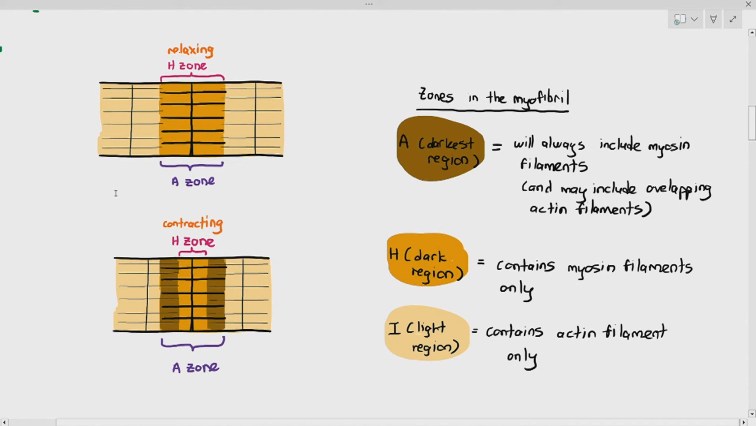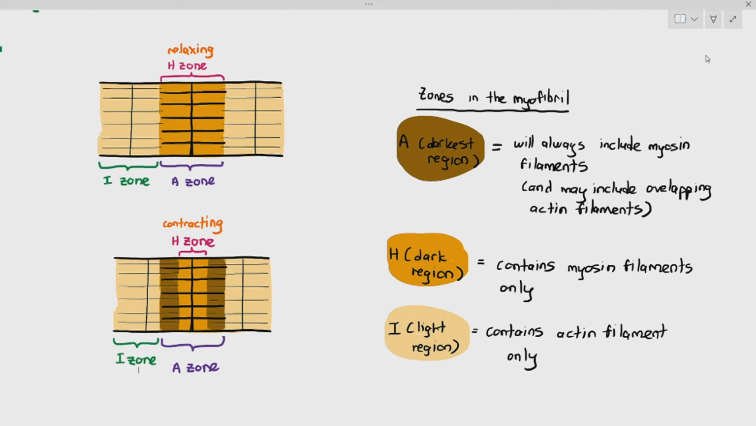And of course, the I zone for the relaxed muscle has actin filaments only, the light areas only. That's the length of the I zone, and when it contracts, the I zone also decreases, because certain parts of it will overlap with the myosin filament. So if we just take the actin filaments only, the length has decreased. So please know your zones in detail as well.